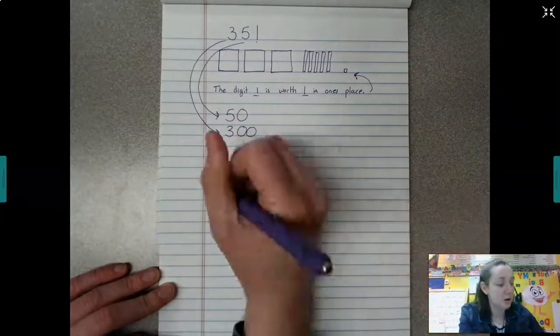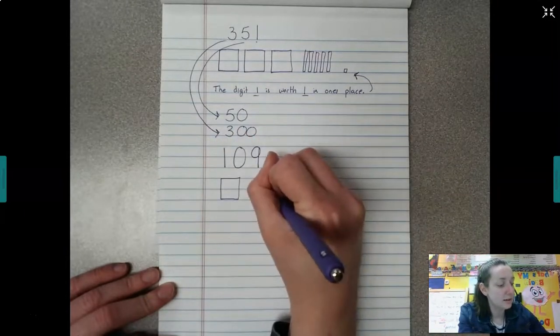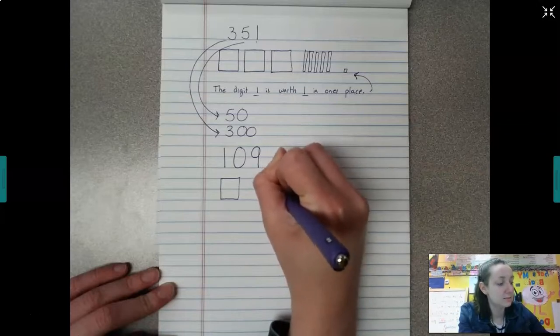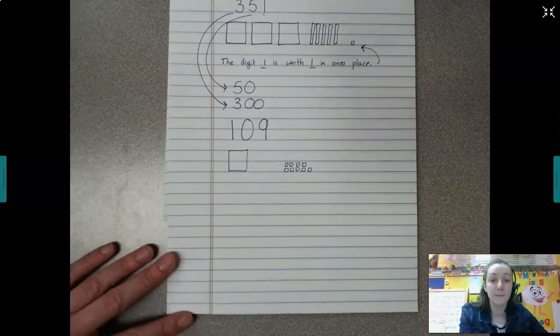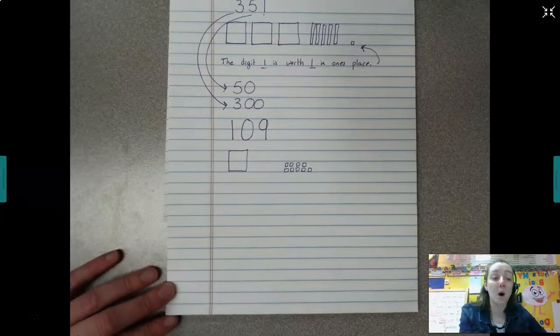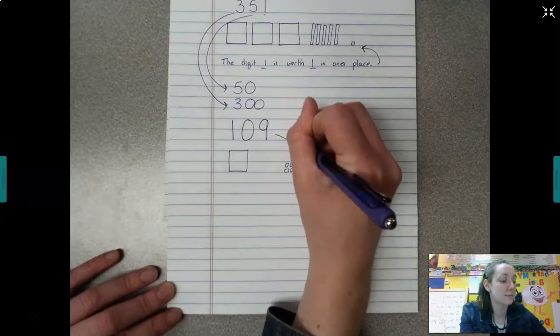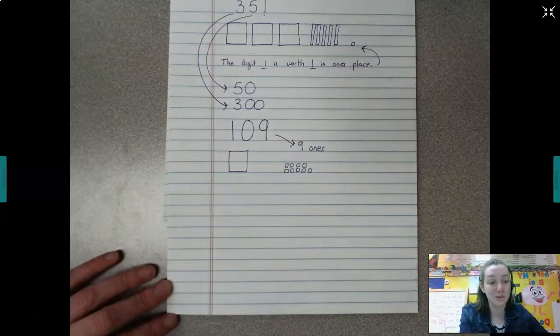Alright, so what if we did 109? Well, I would have 100 flat, 0 tens, and 9 ones. Okay? If I asked you what is the digit in the ones place, it would be 9. And if I asked you the value, it would also be 9, because ones are each only worth 1. So that one's almost like a trick question, right?